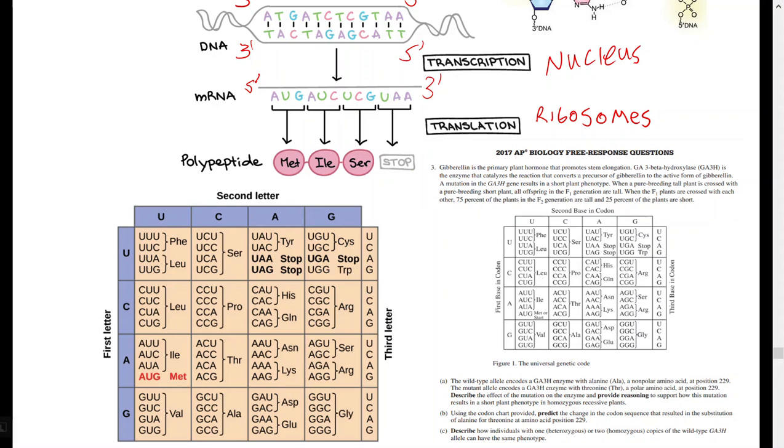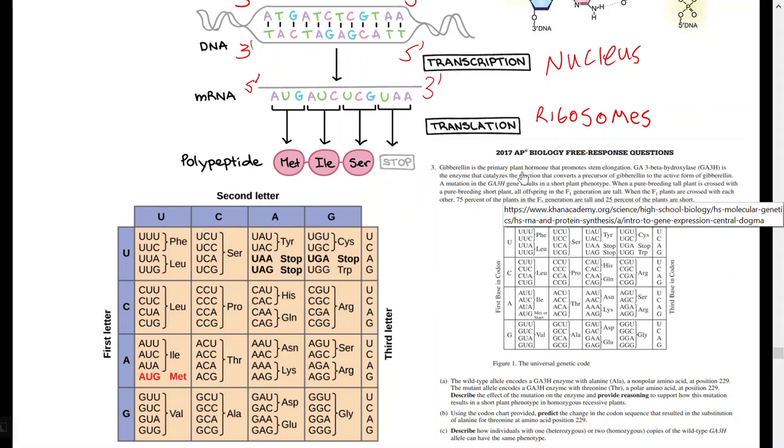But remember from our video on proteins, even one amino acid difference messes up the primary structure, which messes up the secondary, then the tertiary, and then the quaternary structure. So one change in one nucleotide can change the entire protein, making it a very damaging mutation. So let's look at this problem, and this problem will deal a little bit with this.